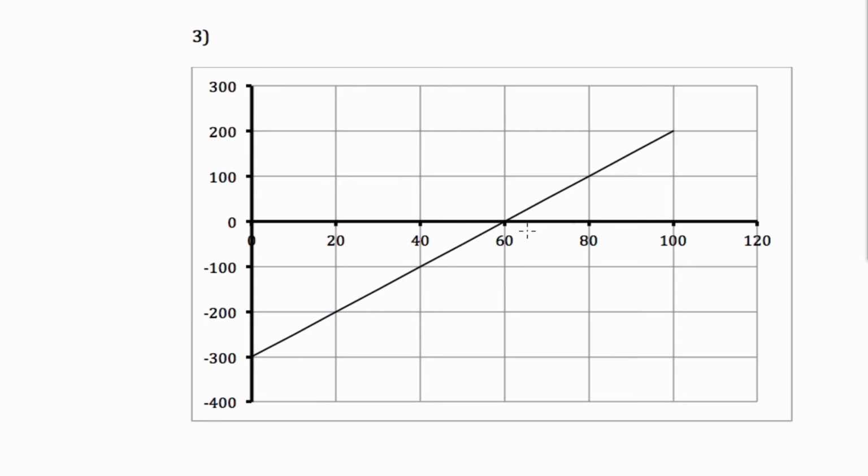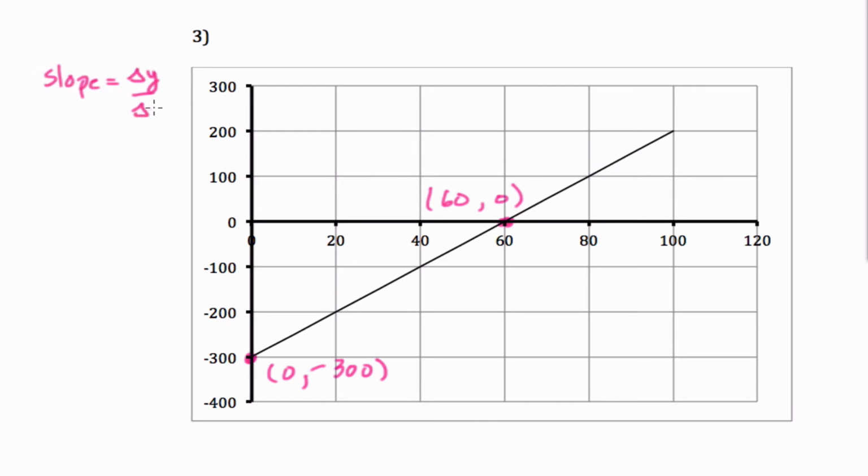Here is number 3. I'm going to start in the same way, and again, you could pick any 2 points. I'm going to pick the starting point: the horizontal axis value is 0, and the vertical axis value is negative 300. I'll pick this point here, where the horizontal axis value is 60 and the vertical axis value is 0. Hopefully you can look at this and anticipate getting a positive slope. If you do your math and you don't, you have done something wrong.